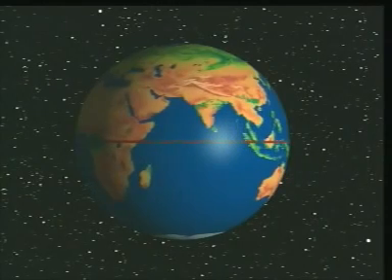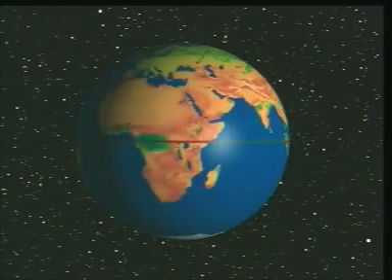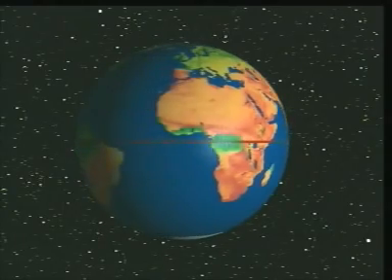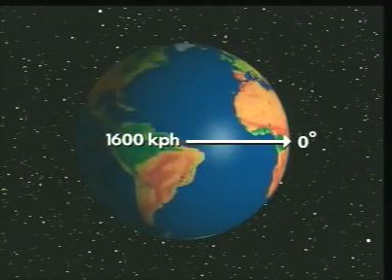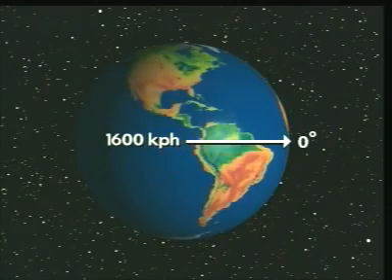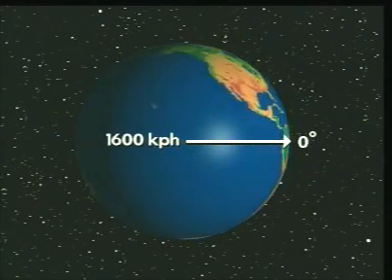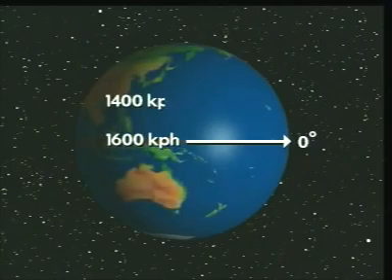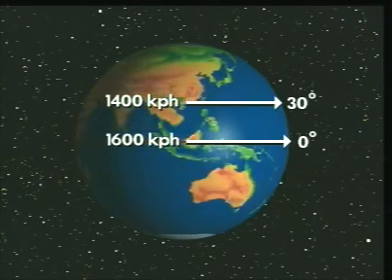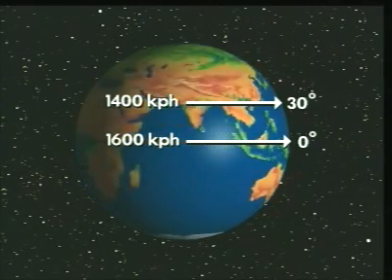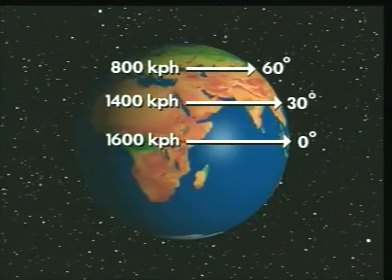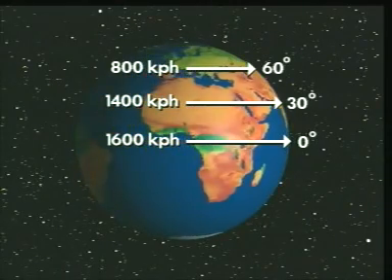Different parts of the Earth's surface are traveling at different speeds. At the equator, the surface and the air are traveling at 1,600 kilometers per hour. Further away, at 30 degrees from the equator, it is traveling at 1,400 kilometers per hour. And at the poles, the speed is 0.